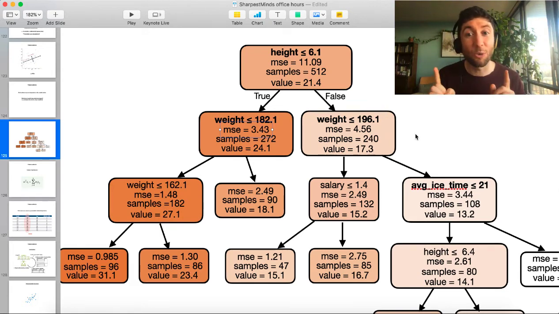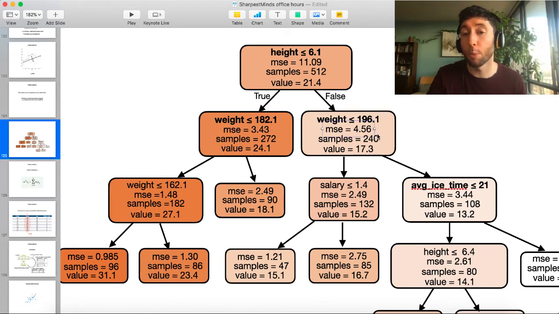And the answer is you do a weighted average. So you notice how we have the number of samples in each bucket? The logic here is going to be to say, okay, in this bucket, I have a mean squared error of 3.43. So 3.43 is a measure of how bad this average is as a measure for the true value of each of these 272 samples, right? So how close to 24.1 is the true number of goals scored on average of these 272 players? Well, it's off on average by an MSE of 3.43. So we have an MSE of 3.43 that applies to these 272 players.